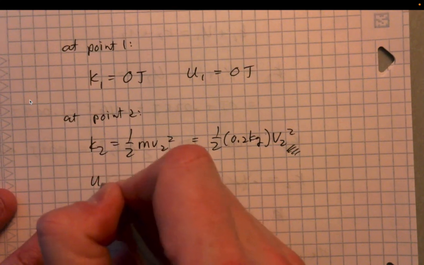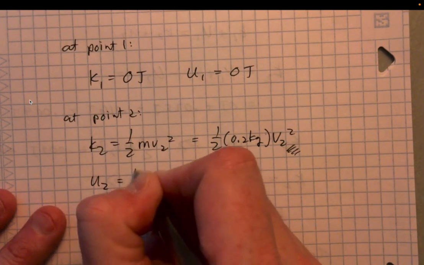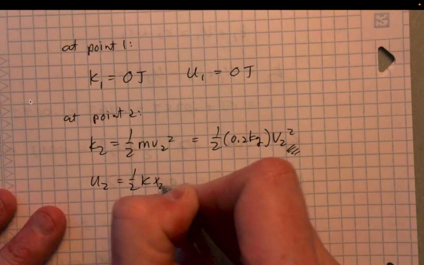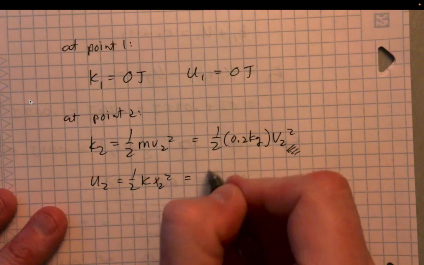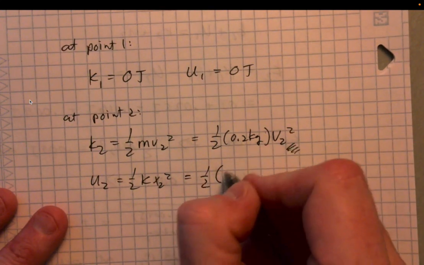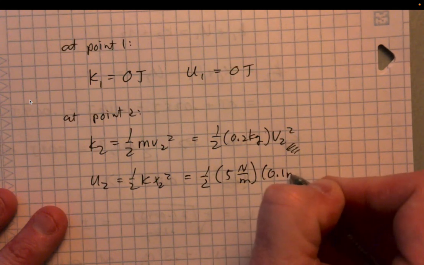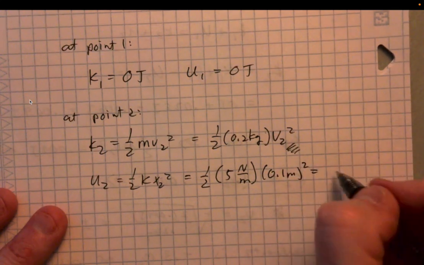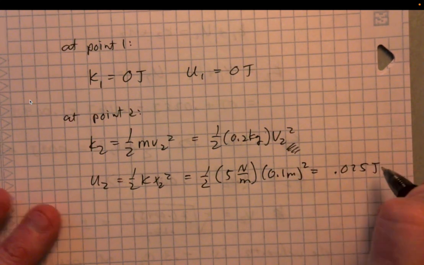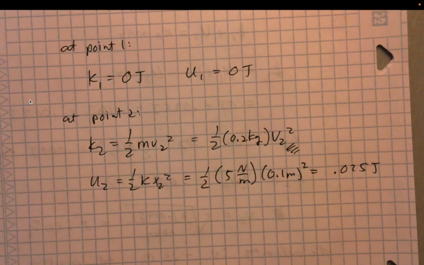What about U2? That's the potential energy of the spring there. 1/2 k x2 squared. So that's 1/2 times 5 newtons per meter times 0.1 meters squared. And again, we get 0.025 joules. We had that from the previous example.